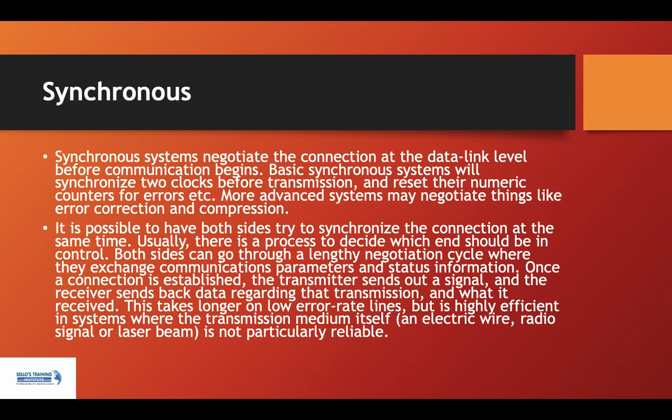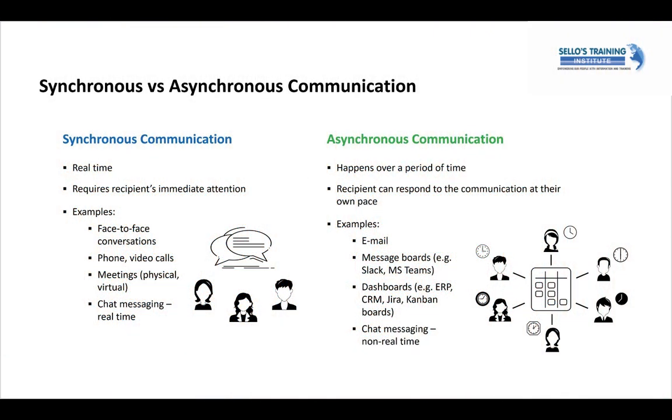Now, they say synchronous systems negotiate the connection at the data link level before communicating begins. Basic synchronous systems will synchronize to a clock before transmission and reset their numeric counters for errors and so on. Advanced systems may negotiate things like error correction and compression. Okay, now let us look at the examples, or the differences between synchronous and asynchronous communication, on a larger scale.